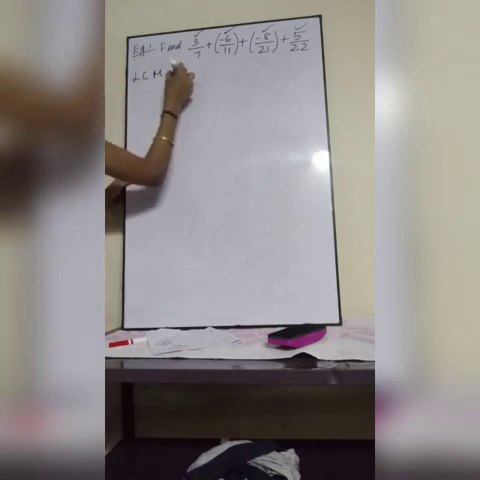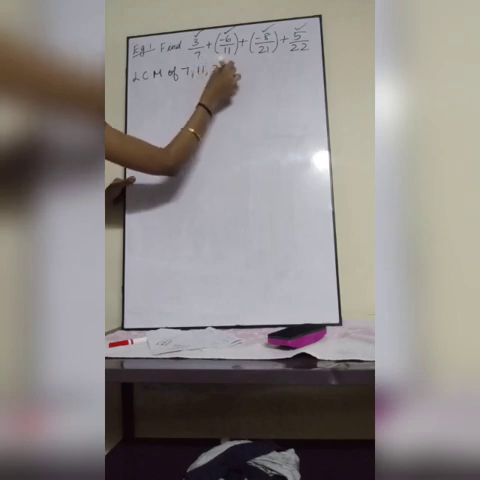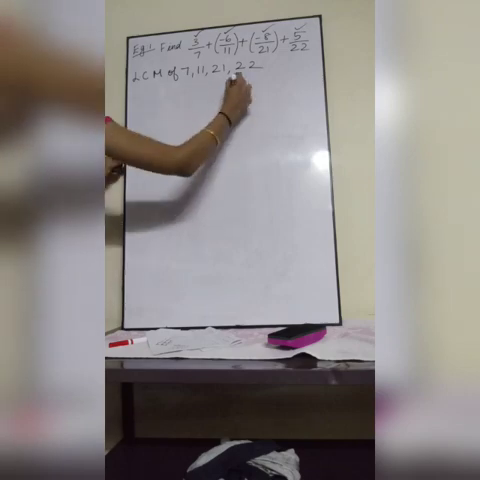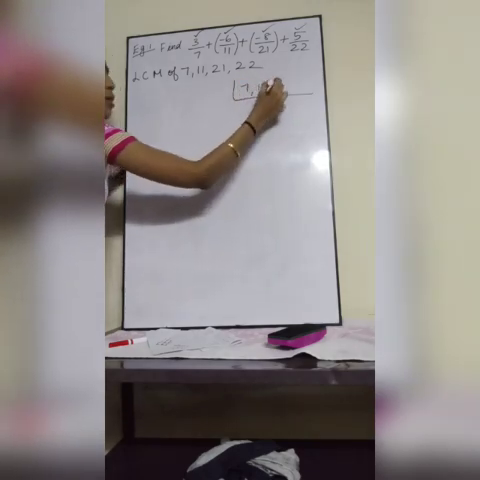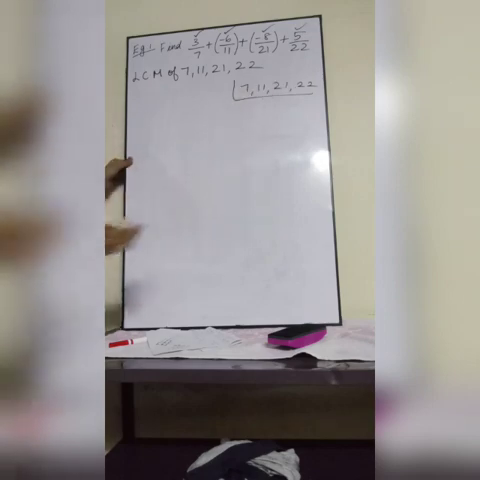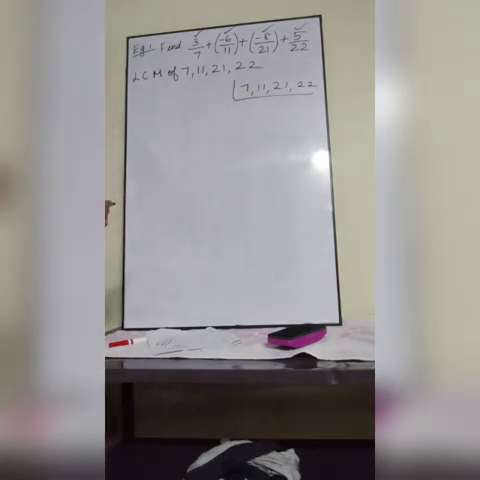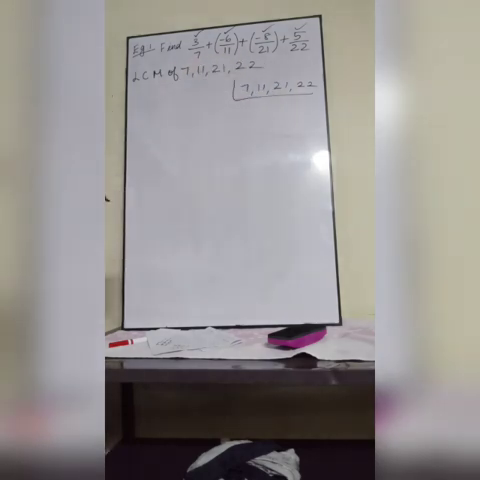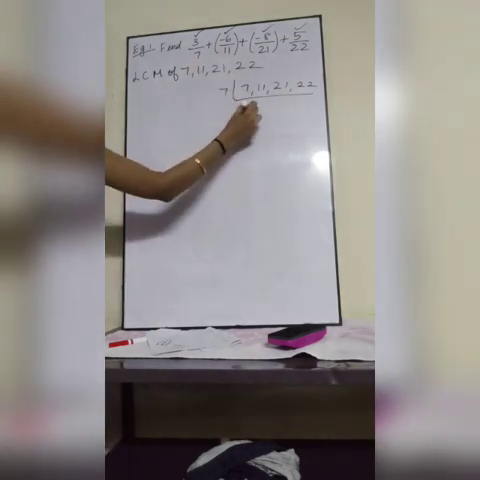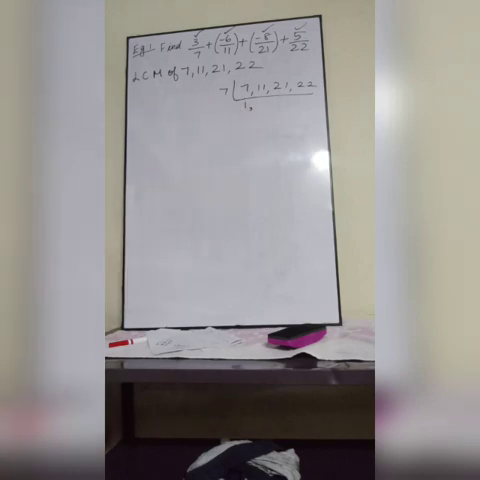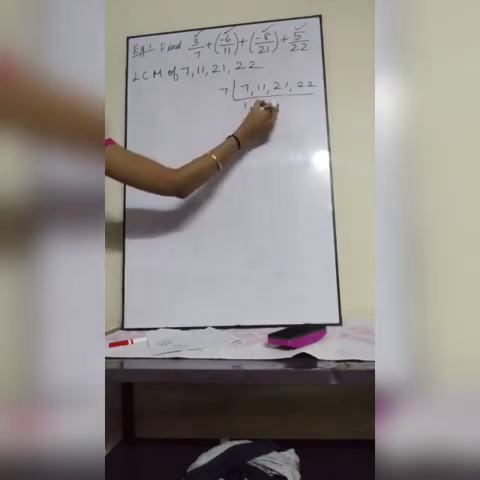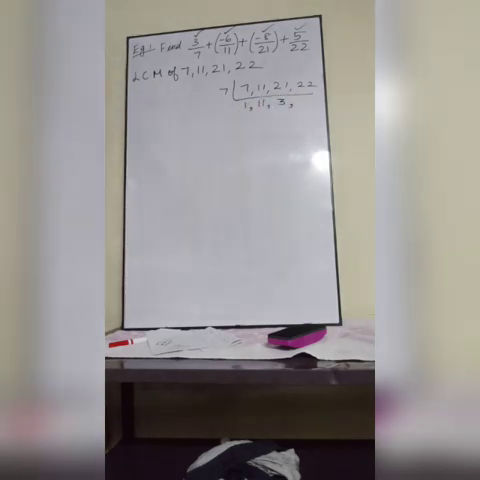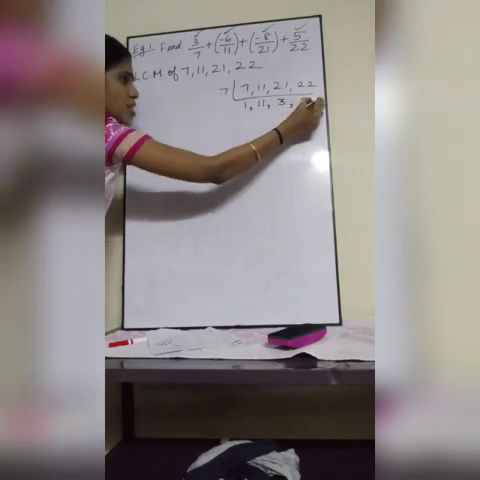So LCM of 7, 11, 21, 22, right? Actually we are going to do this LCM. Here we can straight away do the 7th table because this and this will come in the 7th table. Right? So 7 ones are 7. 11 does not come in the 7th table, so I will write 11 as such. Next 7 threes are 21. Next 22 does not come in the 7th table, so I am writing 22 as such.